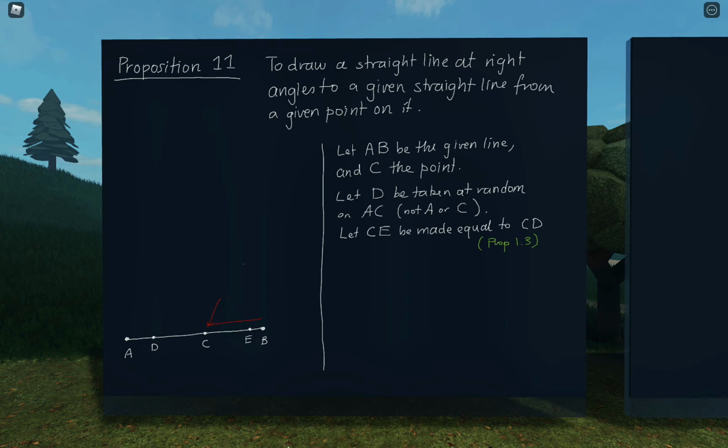Invoking Proposition 1.3 is a little tricky because nothing stops that line segment somehow from sticking out the other side. Or at least you'd have to worry about that. But take a circle of radius CD at C, and then that intersects at E. So that's what effectively we're using from Proposition 1.3.